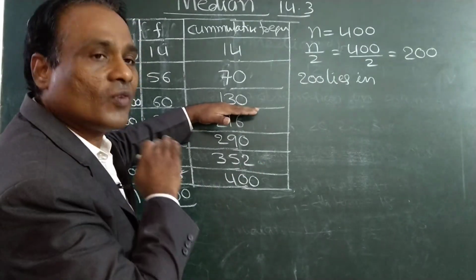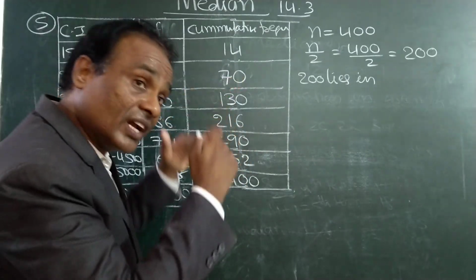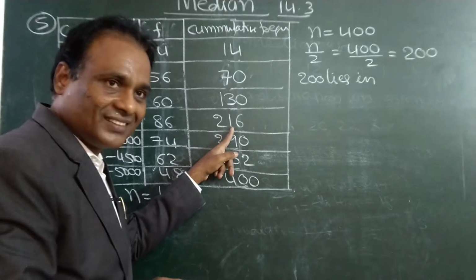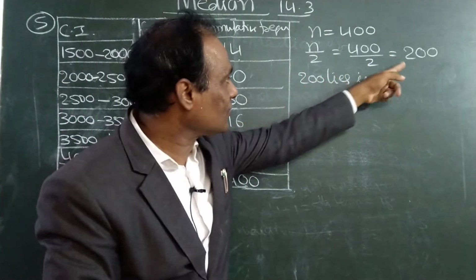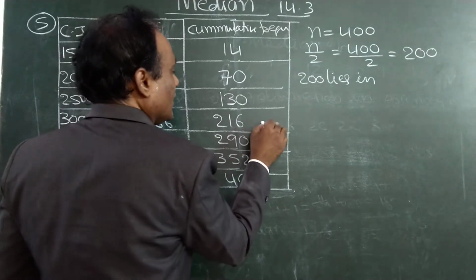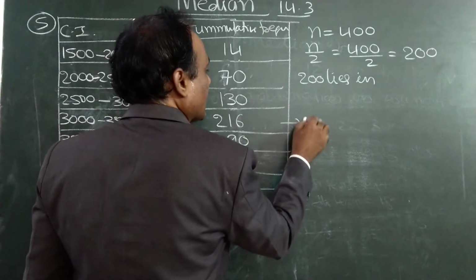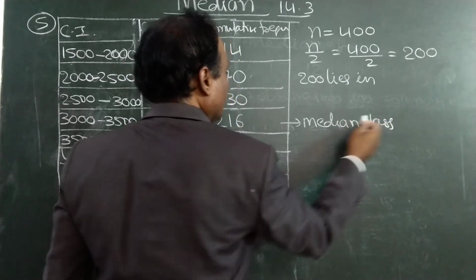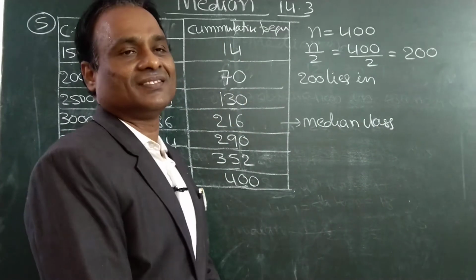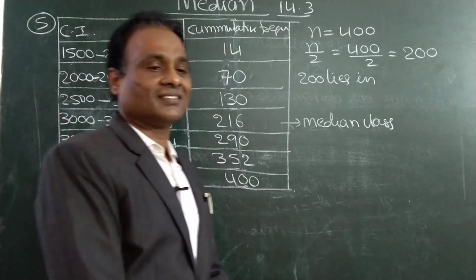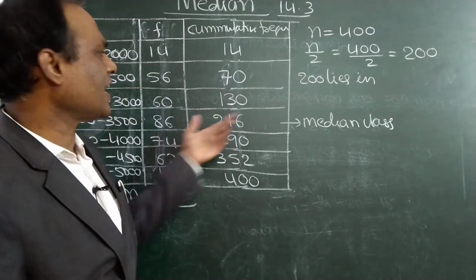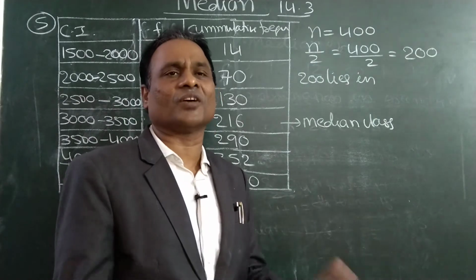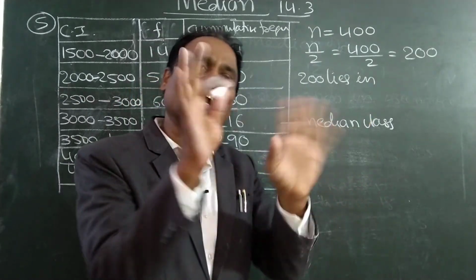Here it is only up to 130. 131, 132, 133 up to 216 will lie here. Where does 200 lie? 200 will lie here. This is the median class. That you have to understand. Once you decide the median class, we write all the symbol values and apply the formula, substituting the values in the formula, and we will get the answer.